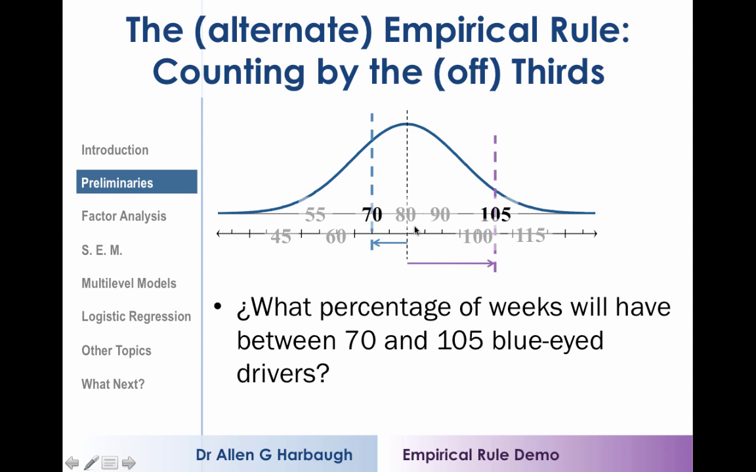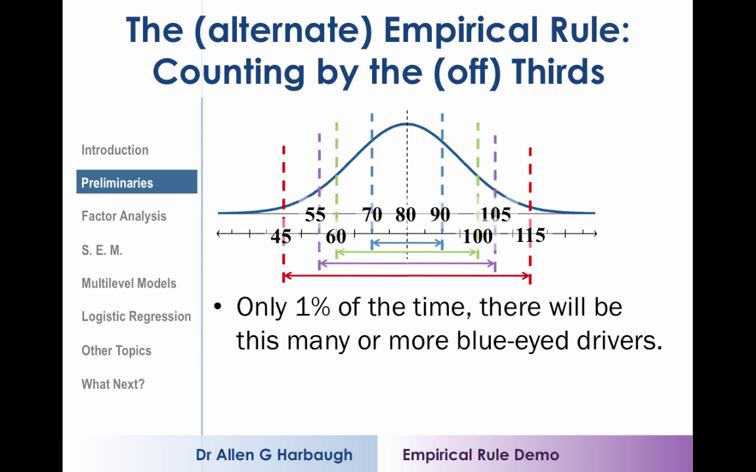Alternatively, between 55 and 105, which is a total of 5/3 standard deviation, that captures 90% of the data. So 45%, or half of 90, would be between 80 and 105. So adding 25 to 45, we would see that about 70% of the weeks will have between 70 and 105 blue-eyed drivers.